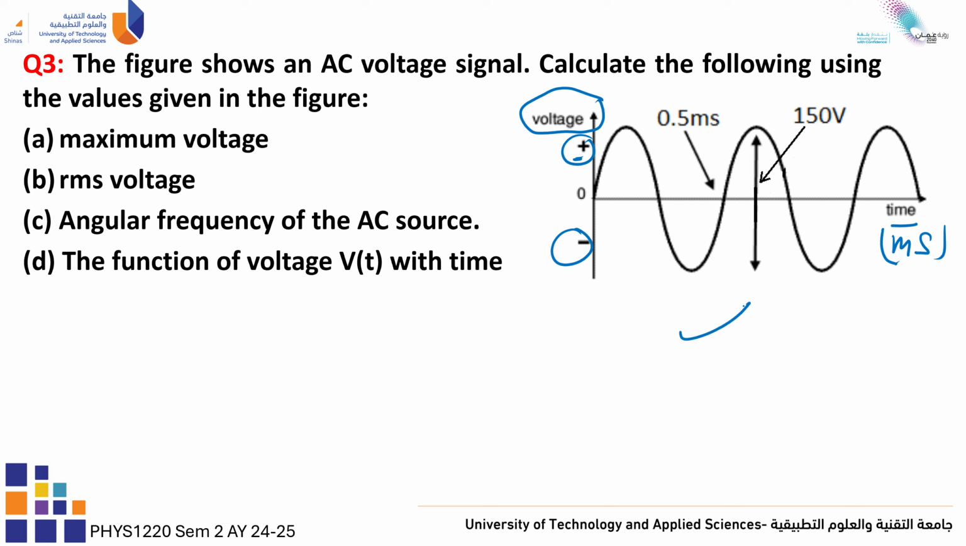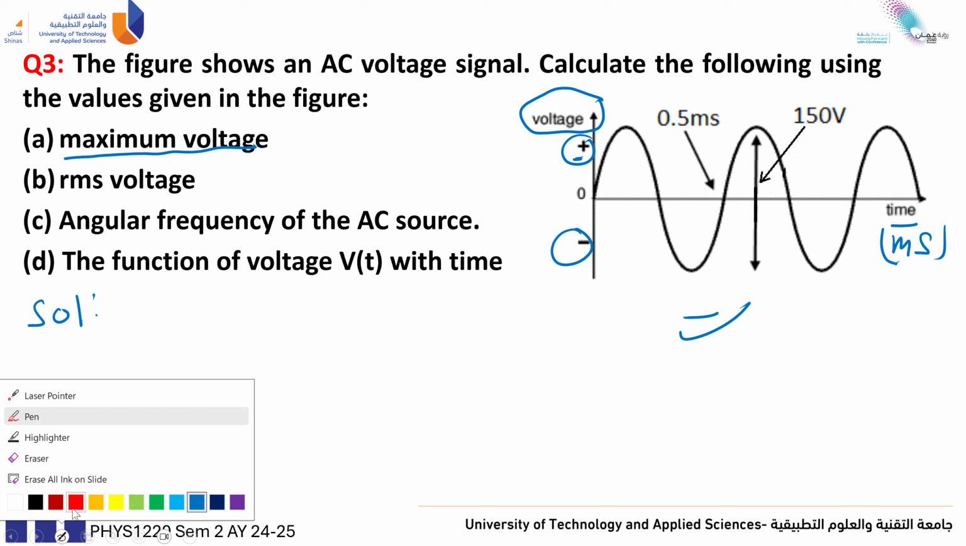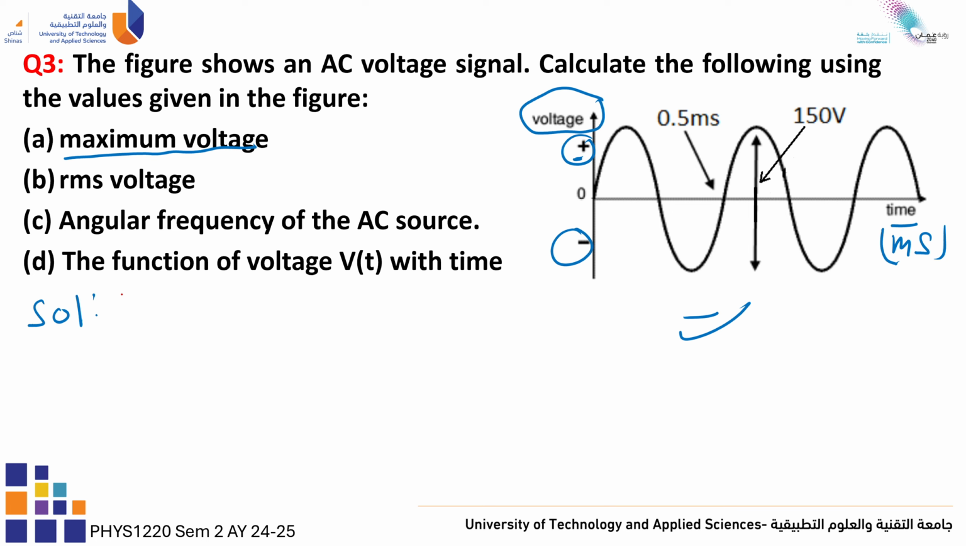This is the AC voltage signal shown here, and we need to calculate the following values given in the figure. The first thing is the maximum voltage. So the solution for the maximum voltage: we need to find the value of the maximum voltage.